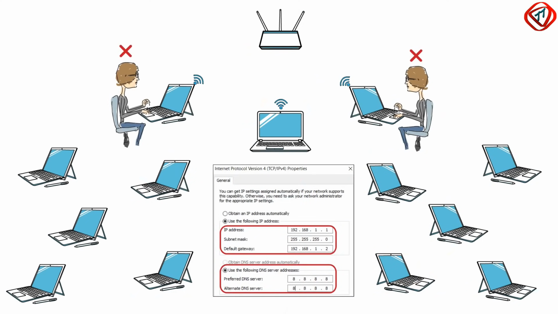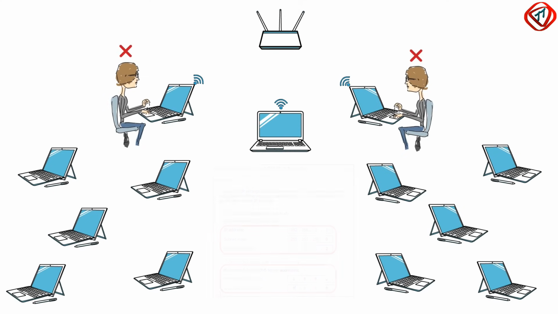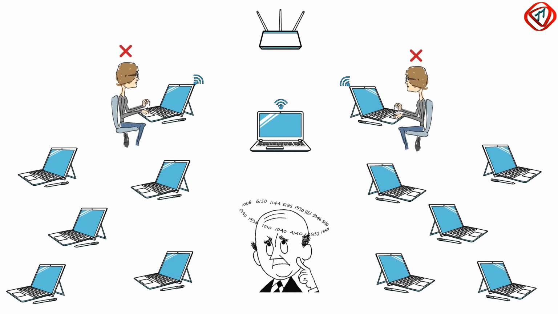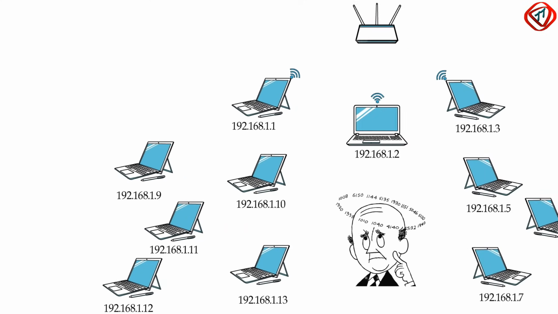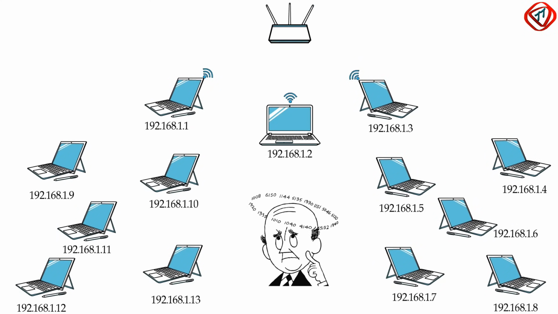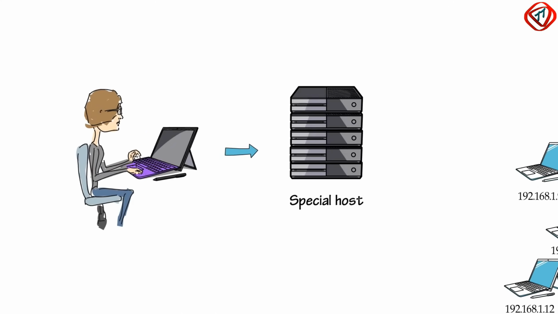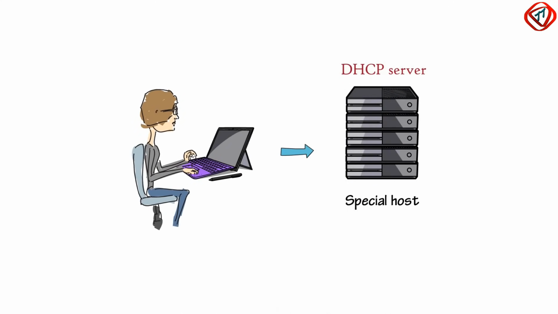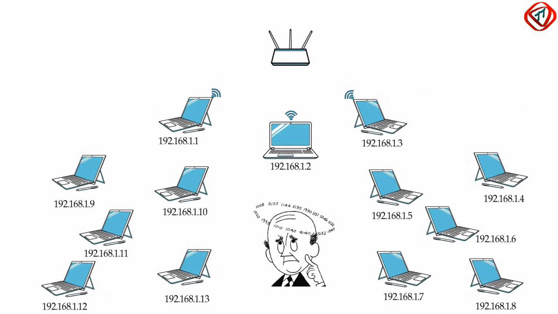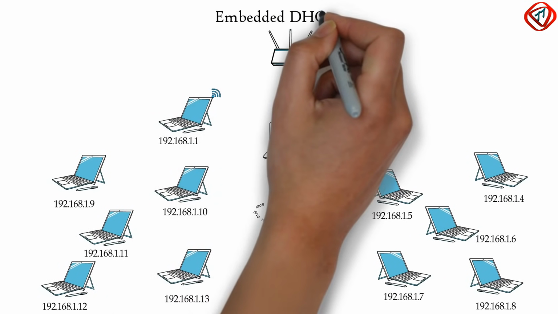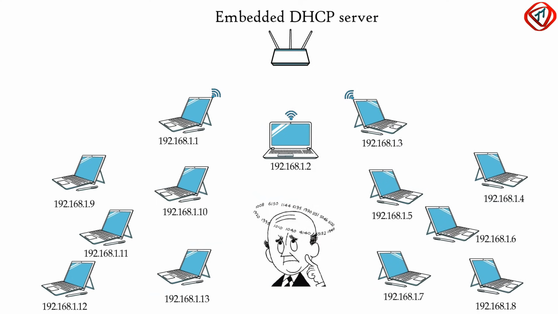on each host. So, instead of configuring 250 hosts, the network administrator configures one special host which runs a service to lease IP addresses to all of the connected 250 hosts. This special host is called a DHCP server. Please note our home router supports an embedded DHCP server.